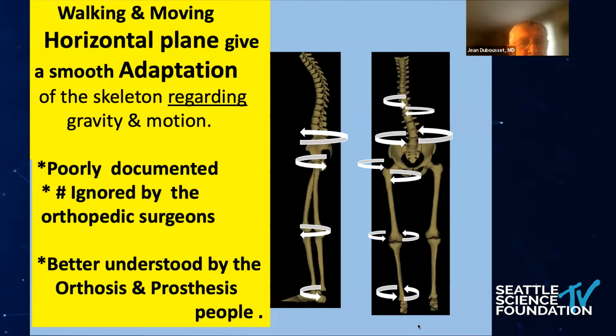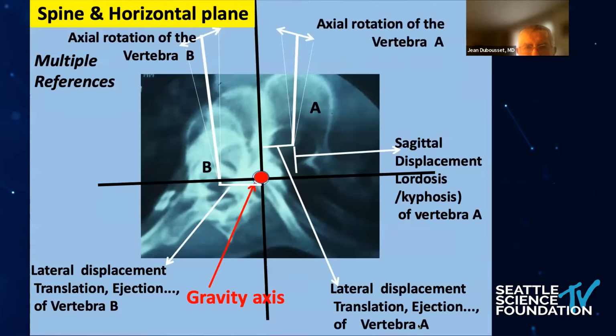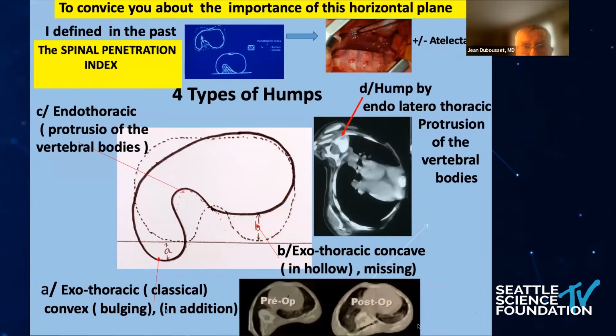So walking, moving, the horizontal plane give a very smooth adaptation of the skeleton to gravity. This motion is poorly documented, ignored by the orthopedic surgeon, but better understood by the prosthetic and orthosis patient. You see, spine and horizontal plane. When you see this picture, you have not the ability to read it clearly, but when you look precisely, you can determine the positioning in the horizontal plane, in the frontal plane, in the sagittal plane, everywhere. But it is necessary to learn about that.